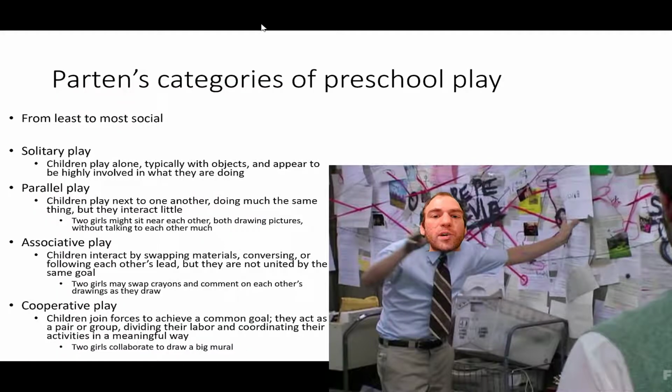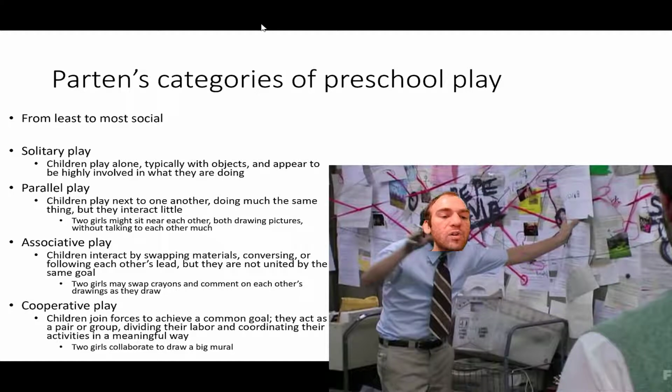Parten's categories of preschool play, in order from least to most social, and as stated, play becomes more social with age, beginning with solitary play. Children play alone, typically with objects, and appear to be highly involved in what they are doing. Parallel play. Children play next to one another, doing much the same thing, but they interact very little. 2 girls might sit next to each other, both drawing pictures without talking to each other much. Associative play. Children interact by swapping materials, conversing, or following each other's lead, but they are not united by the same goal. 2 girls may swap crayons and comment on each other's drawings as they draw.